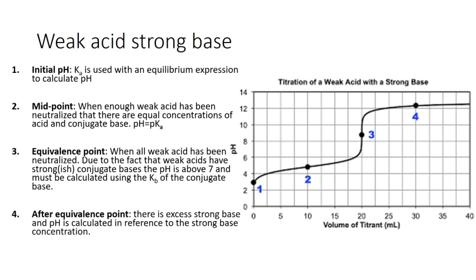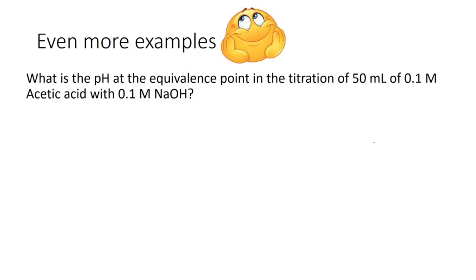And then, of course, after the equivalence point, this is still exactly the same. There is excess strong base, and so the pH is calculated based on the strong base concentration. All right, so if we wanted to do some math with this as well, we might ask a question like, what is the pH at the equivalence point in the titration of 50 milliliters of 1 molar acetic acid with 0.1 molar NaOH?